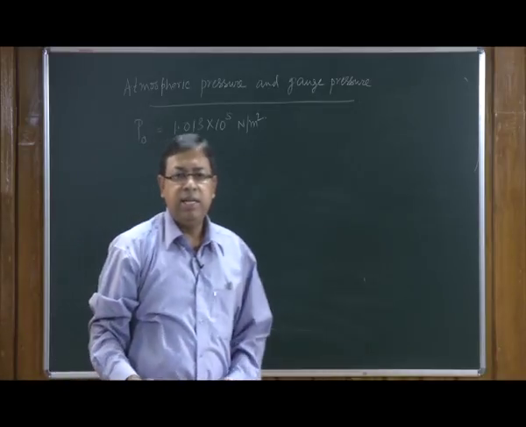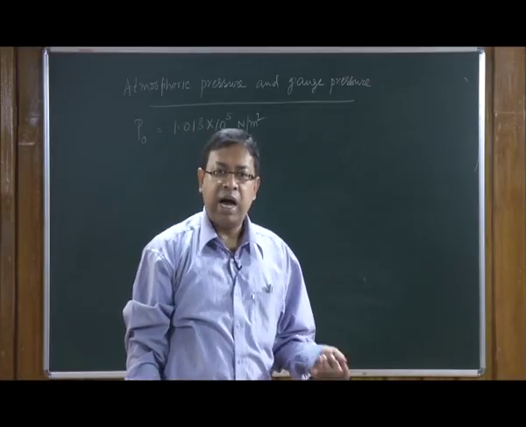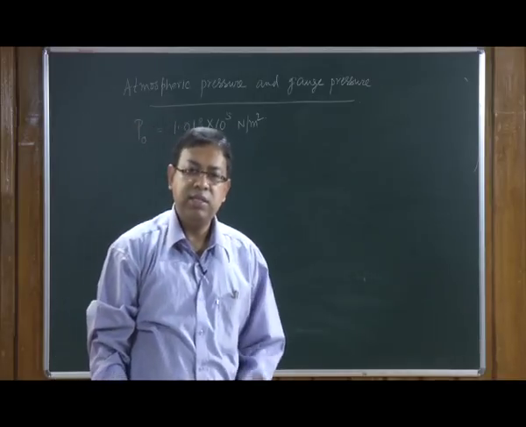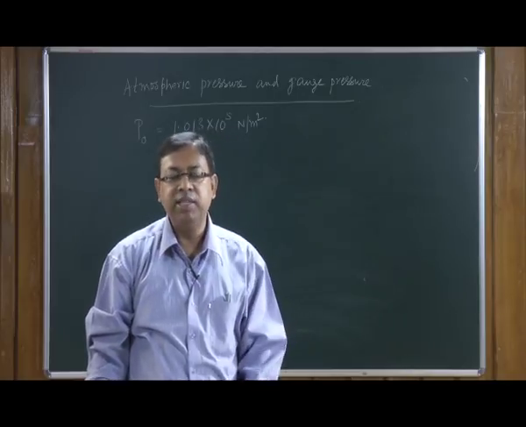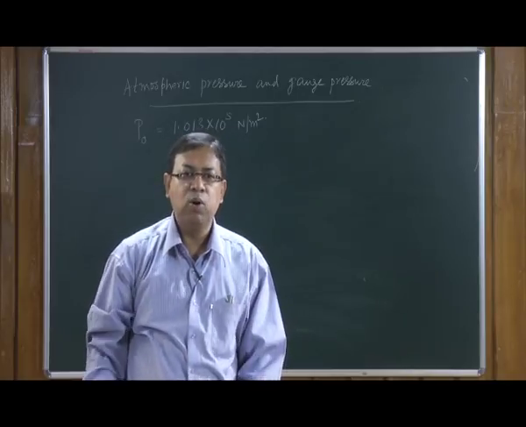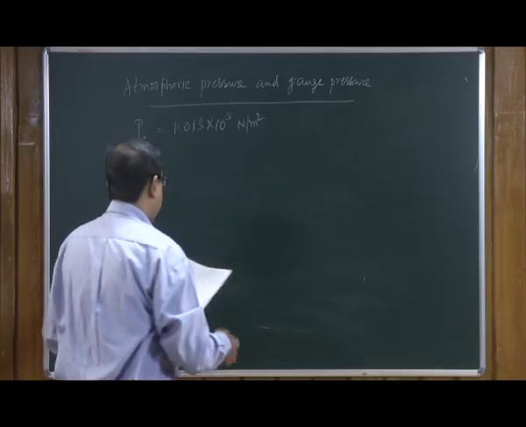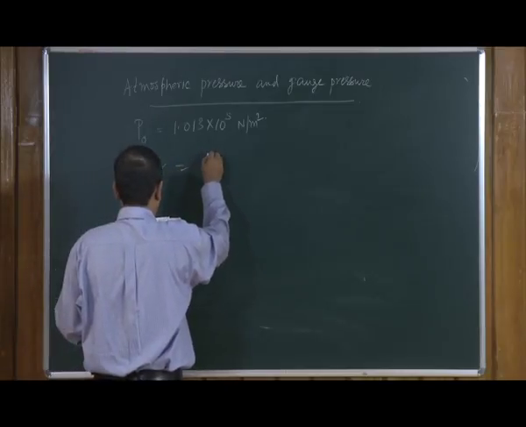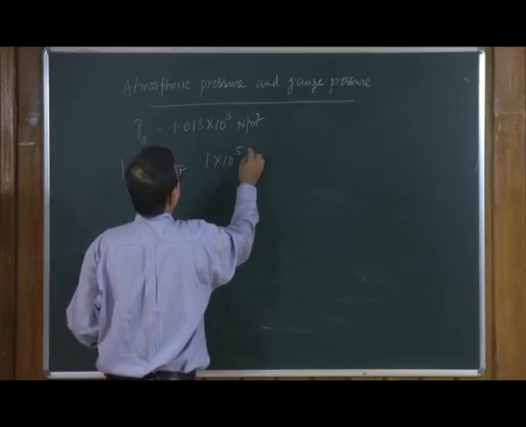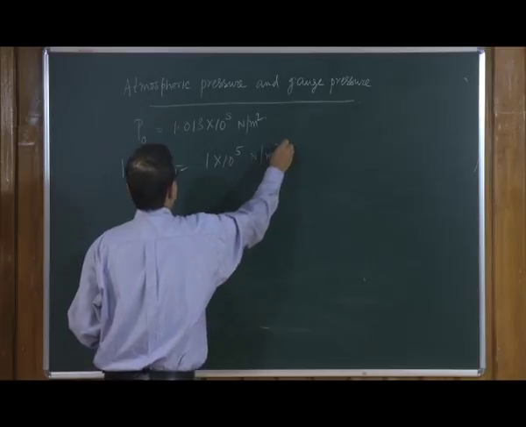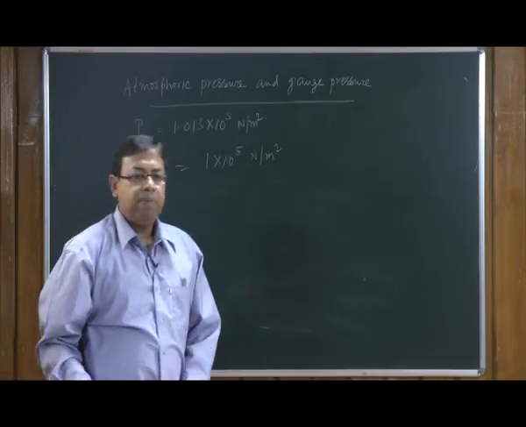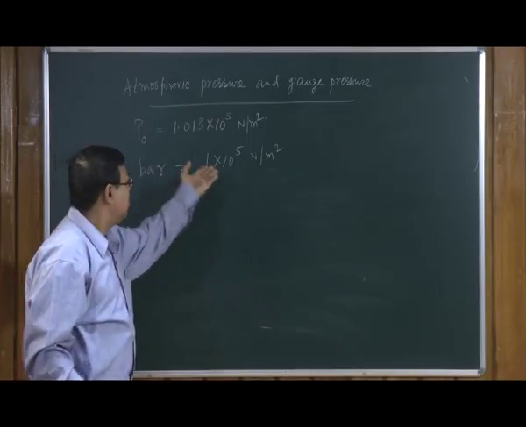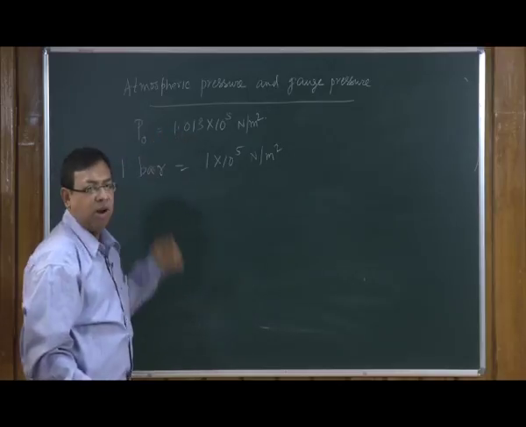In fact, there is another unit other than the Newton per meter square or the Pascal that we have talked about so far. There is another unit that is preferred more by the meteorological department, which is called bar, and one bar equals 1 into 10 to the power 5 Newton per meter square. So, in fact, the atmospheric pressure at the sea level is slightly more than a bar, the difference between 1 and 1.013.